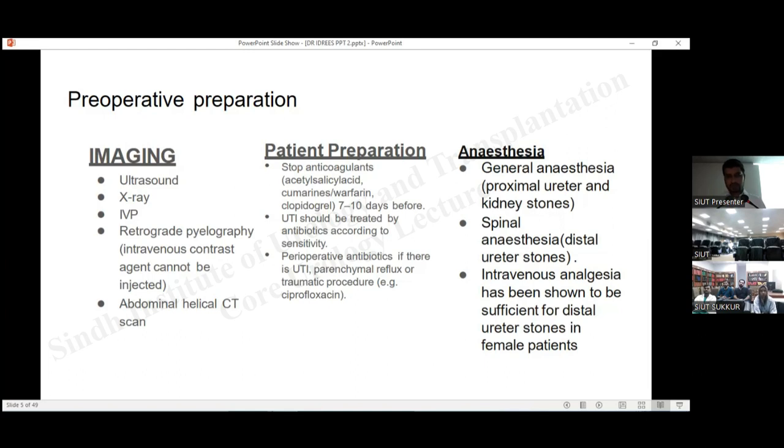After that we have to decide on the anesthesia. For proximal ureteric stone, we give general anesthesia, and for distal ureteric stone, spinal anesthesia is given. In the female patient, intravenous analgesia has been shown to be sufficient for distal ureteric stone.